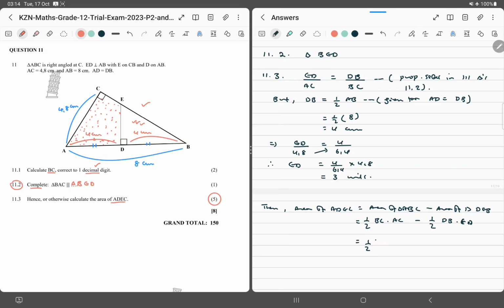So this is half into BC, that is 6,4, times AC, which is 4,8, minus half into DB, which is 4, times ED, which is 3. Now that is sorted. So 0,5 into 6,4 into 4,8 minus 0,5 into 4 into 3. This gives us 9,36 square centimeters, because we're given the lengths in centimeters. In fact, I'm wrong to write units here. I'm supposed to write centimeters.